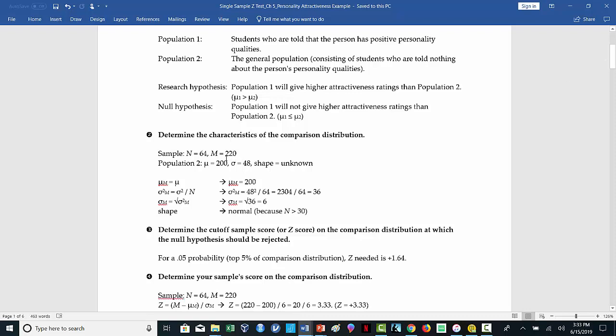But the question is, are these two means statistically significantly different from each other? In other words, assuming in reality there is no real difference between population one and population two, how unlikely is it to get a mean of 220 for the attractiveness ratings using 64 people, if in reality the average of people that are told these personality characteristics would eventually end up being that 200? That's what we're asking here, basically.